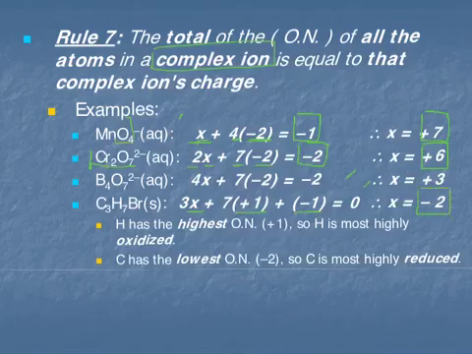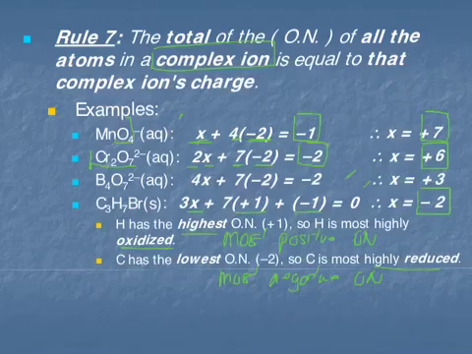Now recall that we said oxidation number is a fictitious way of bookkeeping. It's actually a bookkeeping way of counting electrons. So hydrogen has the highest, or the most positive, oxidation number. So we say that hydrogen is most highly oxidized, which we'll get to on the next slide. And carbon, because it is the most negative, or if you want to talk about the least positive oxidation number, it is highly reduced.